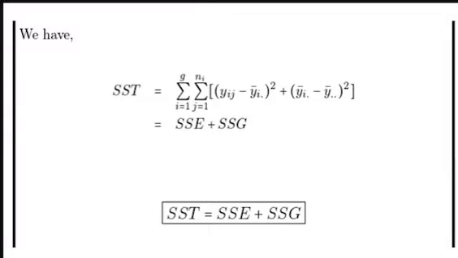What is that? It means we have succeeded in splitting the total sources of variation into two components. This is going to be within, and this is going to be between. Within is the sum of square error, and this is the sum of square between, or we call it sum of square treatment. That's exactly what we've done. That is what analysis of variance does.